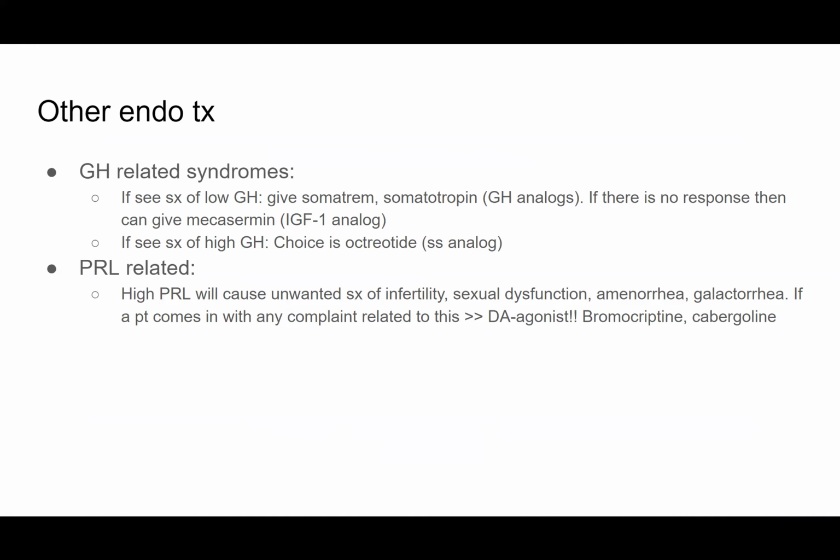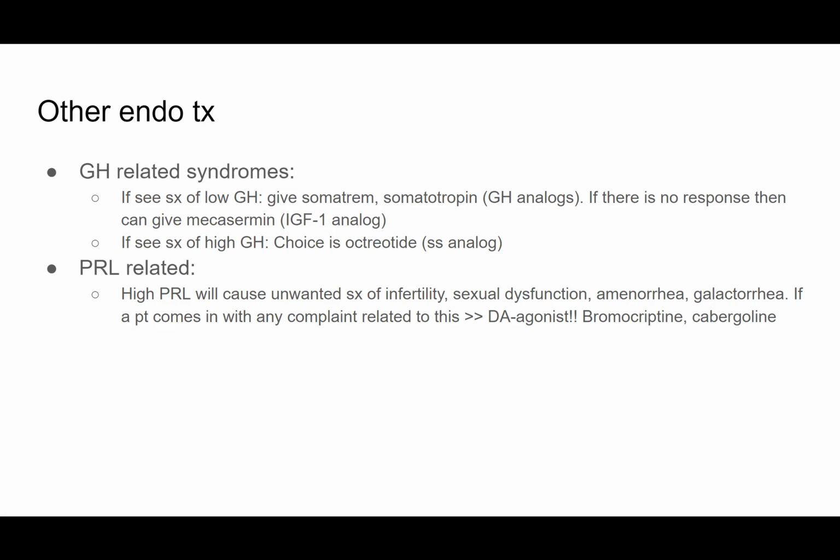But if someone comes in with growth hormone related syndromes, if it's low growth hormone, you can give a GH analog like somatropin. If you don't have a response to a GH analog, then you can give mecasermin, an IGF-1 analog. If it's high, choice is octreotide. There's another one that they list in the notes, but octreotide is way more effective than the other one. And so this is going to be the choice that they give there, and that's a somatostatin analog.